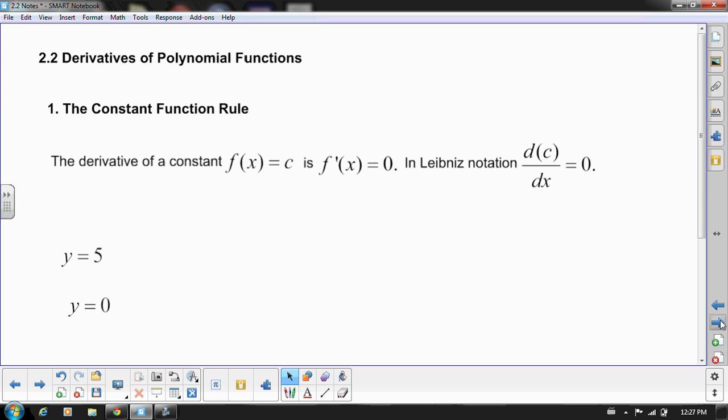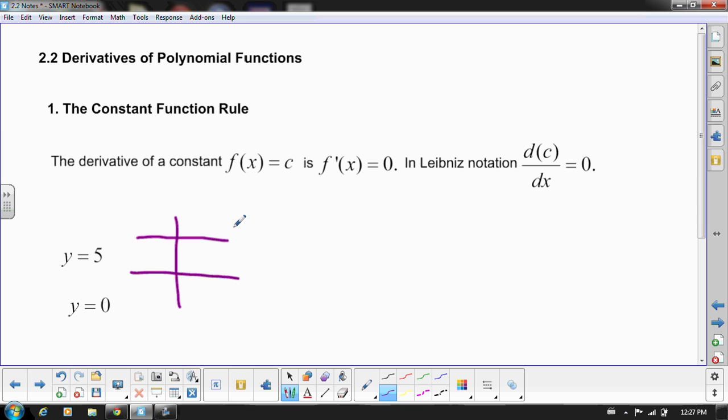So first of all, we have the constant function rule. So how do we find the derivative of a constant? If we think about the definition of the derivative, it's the slope of a tangent. If we have a constant function like y equals 5, if we were to sketch a graph of that, y equals 5 would be up here.